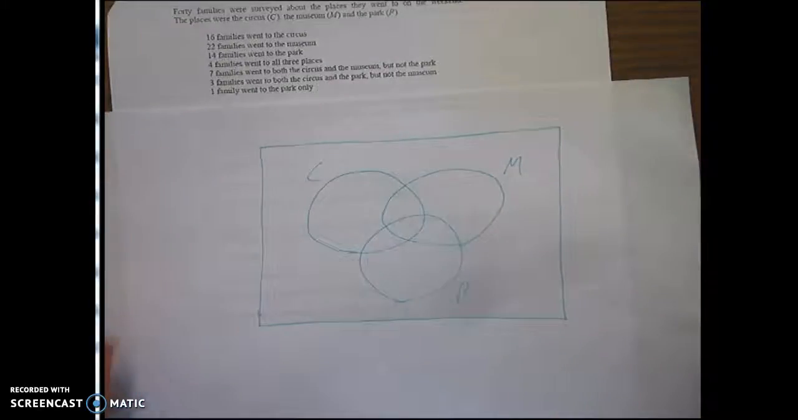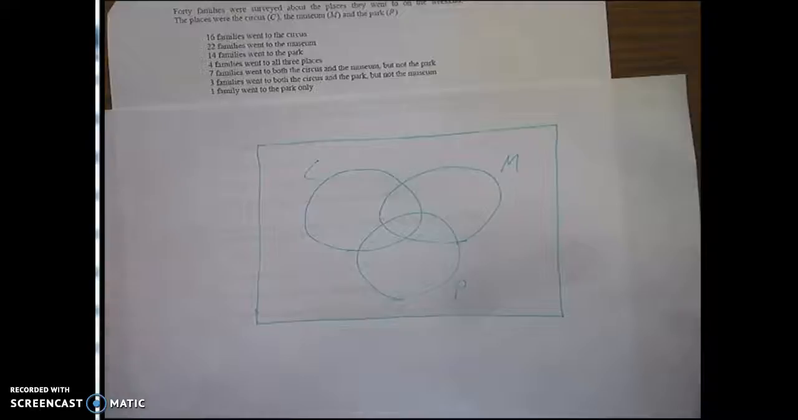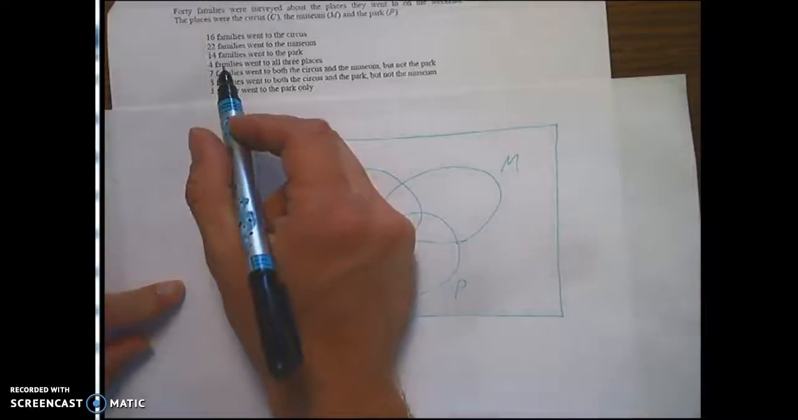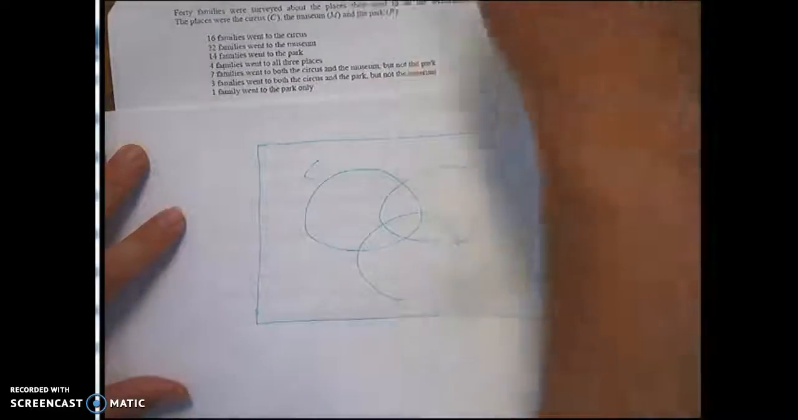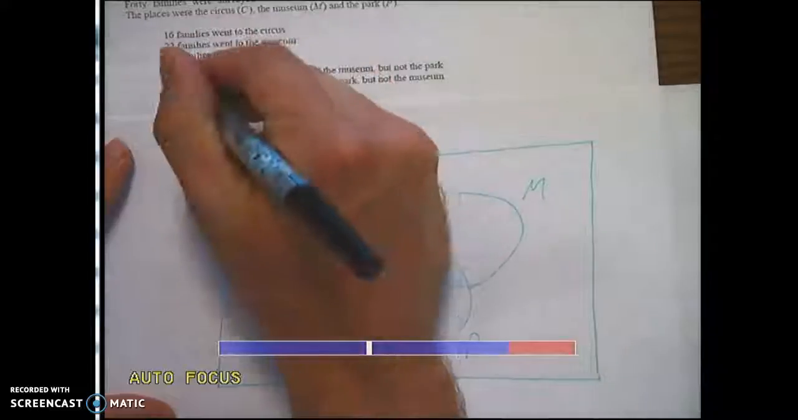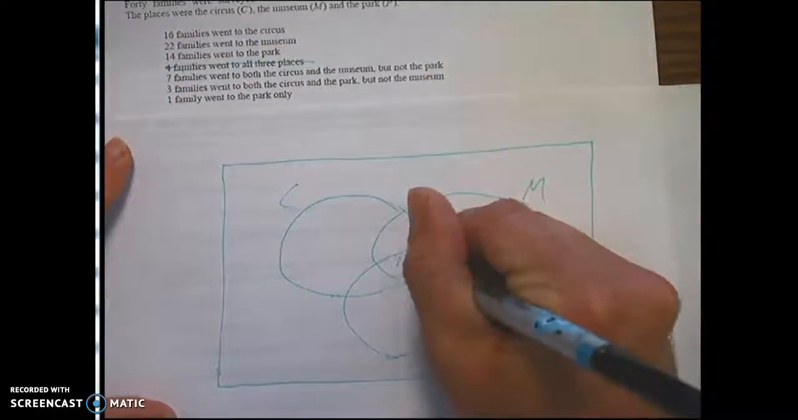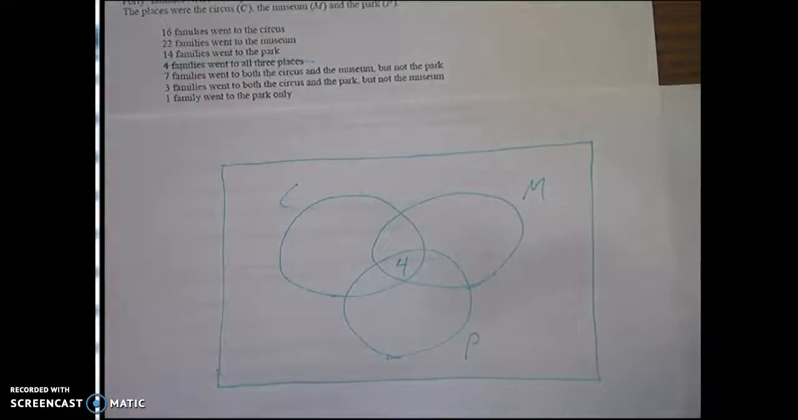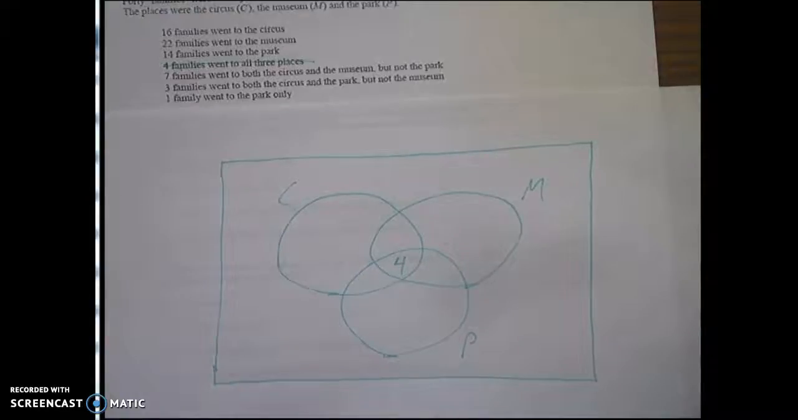And what I always tell my students is start from the center, work your way out. So how many went to all 3 places? Well, that'd be right here. 4 families went to all 3 places. So that would be dead center, middle of our graph. And we're going to work from there.